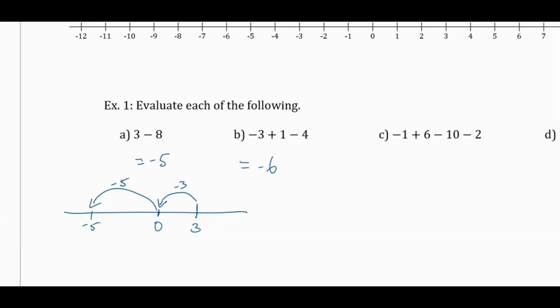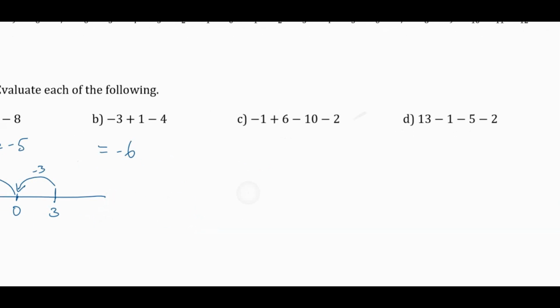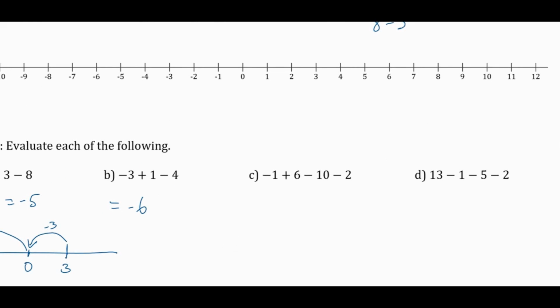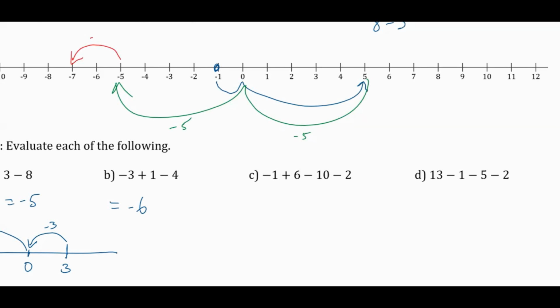So -1, I'm going to start here. I'm going to go up 6, which is up 1, then up 5 more. Then I'm going to go down 10. So from there, I'm going to go down 5, then down 5 more. Then from there, I'm going to go down 2 more. And our answer should be, did anybody get this? -7. Did you get that already? Good.